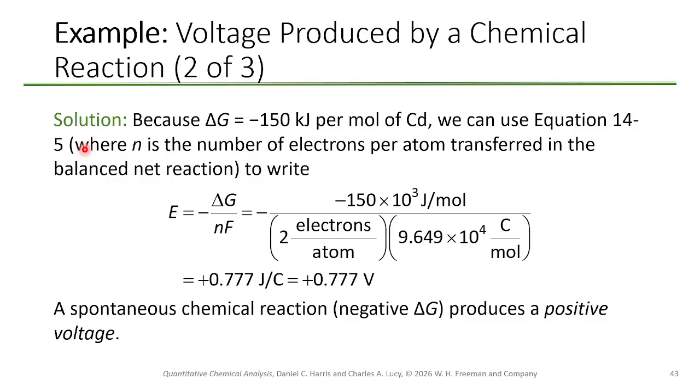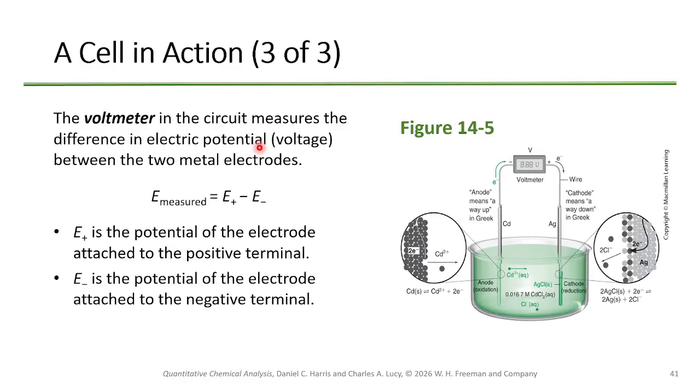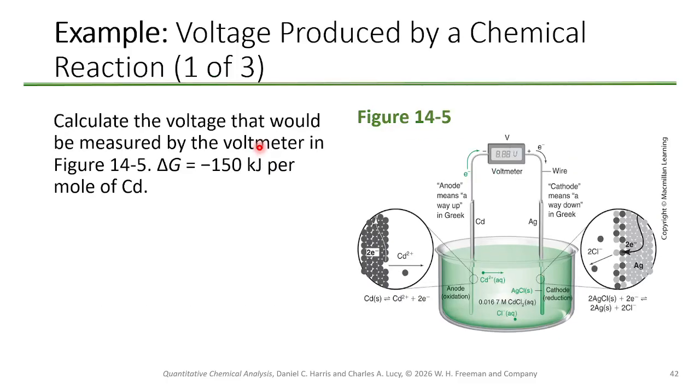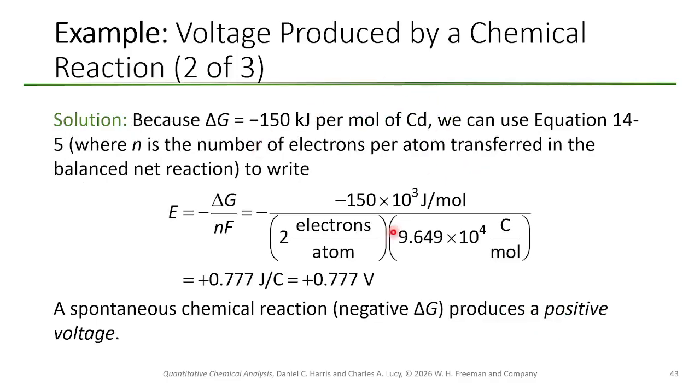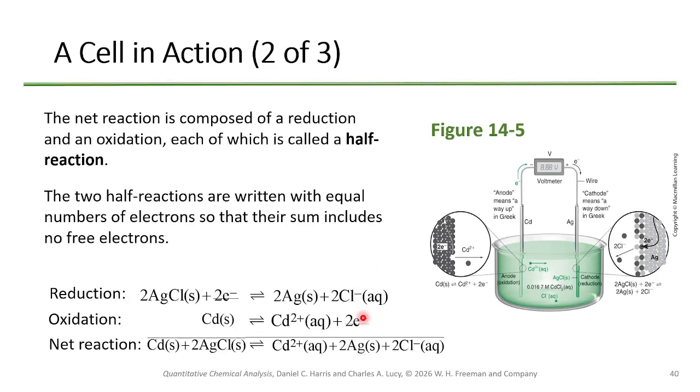Now, 5 right here is going to be the number of n, because that's the number of electrons per atom transferred for our net reaction when we write that. I'm sorry, not 5. 2. 2, excuse me. I was thinking of figure 14.5. It's 2 electrons transferred every time that reaction goes one step, right? Everybody good with that? Right there.